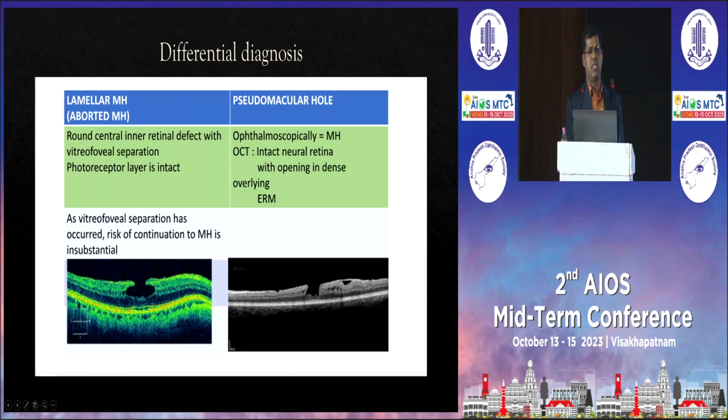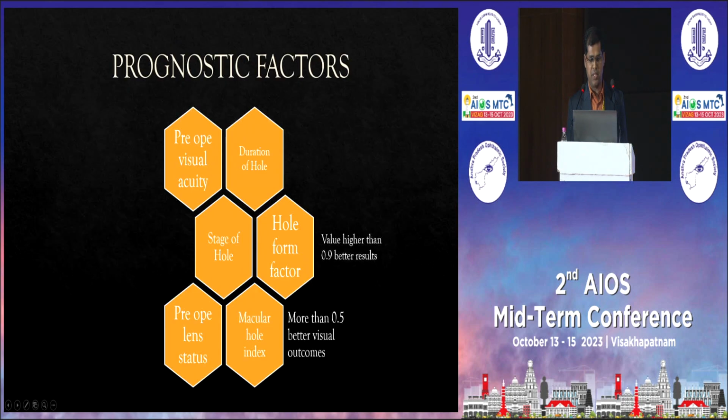Differential diagnosis: a lamellar macular hole and a pseudomacular hole. In a lamellar macular hole, there will be a loss of inner retinal tissue, and in the pseudomacular hole, there is no loss of inner retinal tissue, where we can see an epiretinal membrane with cystic spaces.